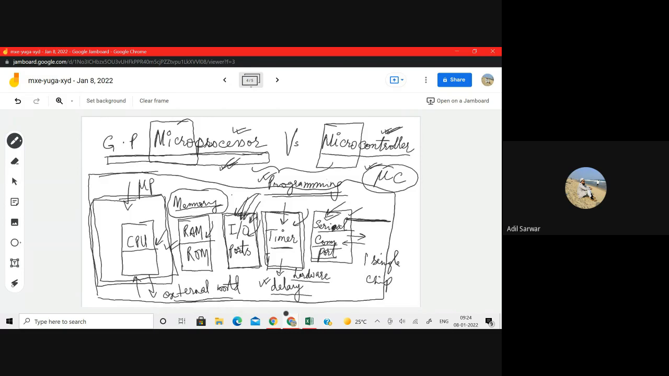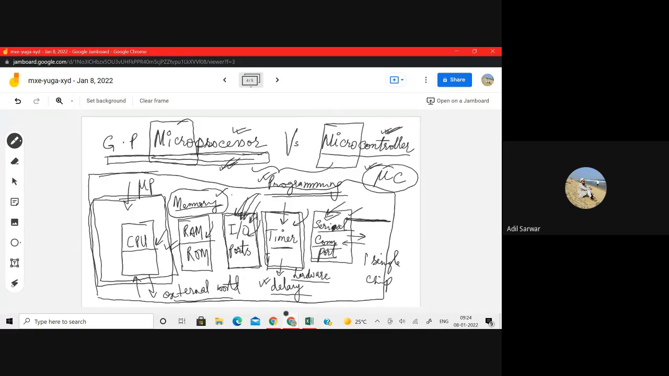Let me repeat once again that in a microprocessor, the CPU resides within the chip, and this CPU is actually responsible for doing all the programming and executing the programs. The rest of the things like the memory, the IO ports, the timer, the serial communication, and the interrupts all reside outside the CPU in a microprocessor. While in a microcontroller, all these things reside within the microcontroller chip. All these things are in a single chip.